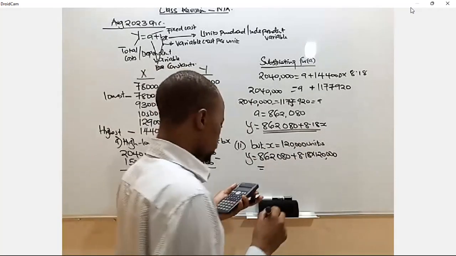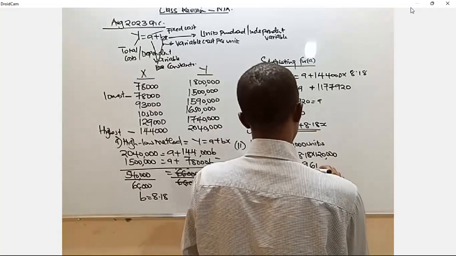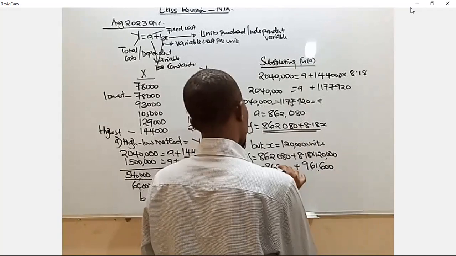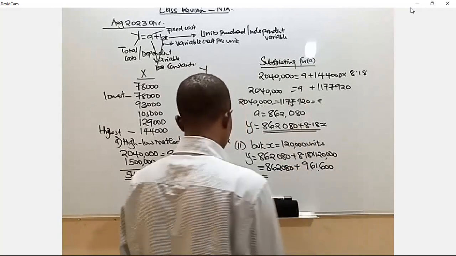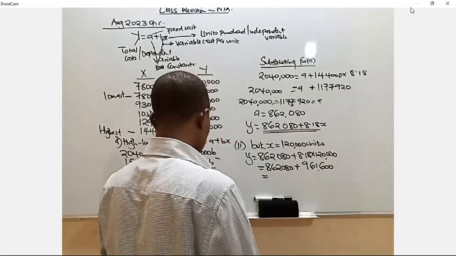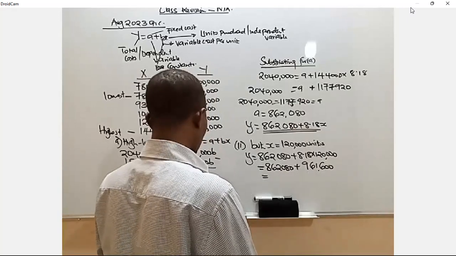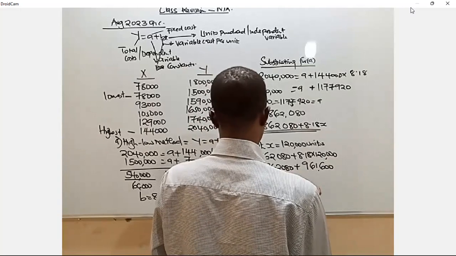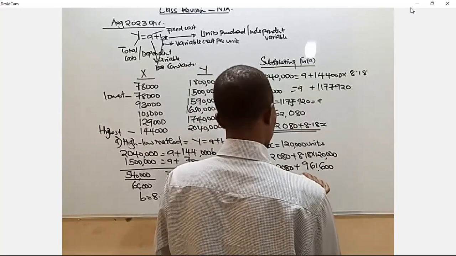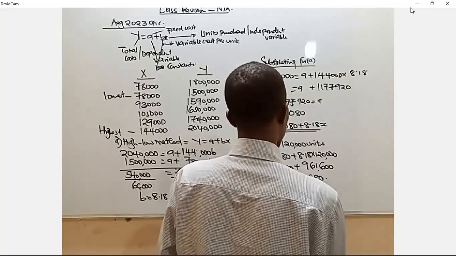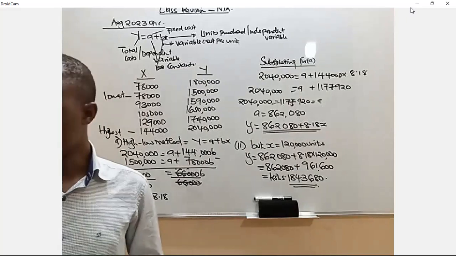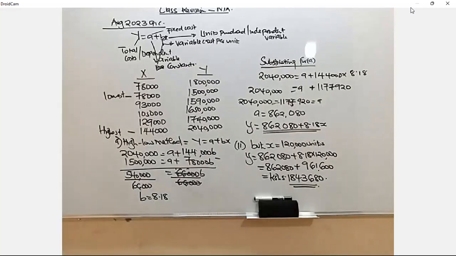Yeah, you are getting 961,600 plus 862,080. So your y should be how much? Plus 862,080. We were getting Kenya shillings 1,843,680. 1,843,680. I remember you are already being given.